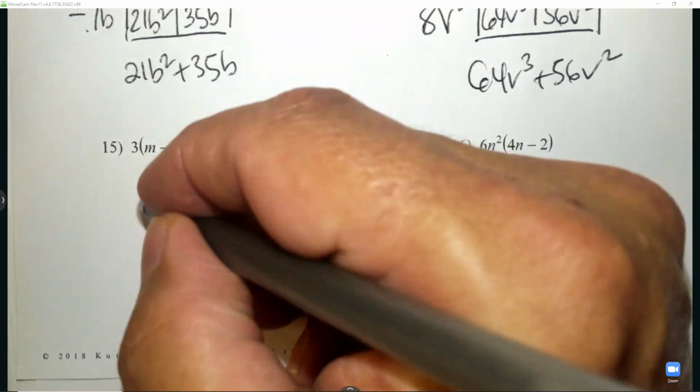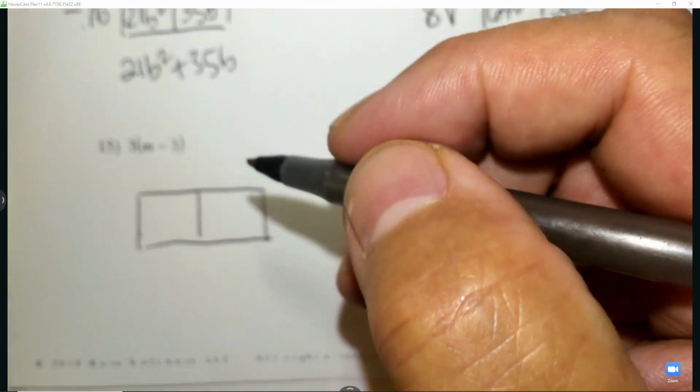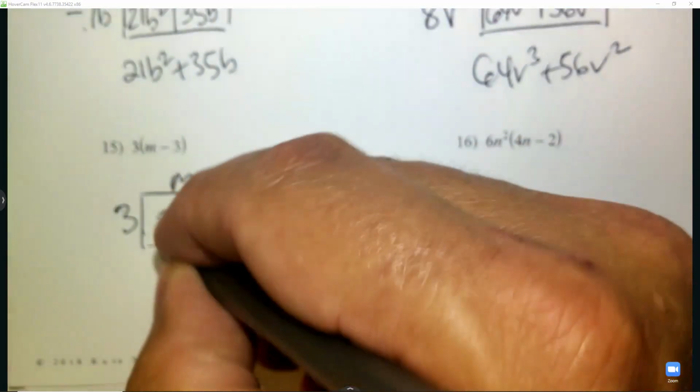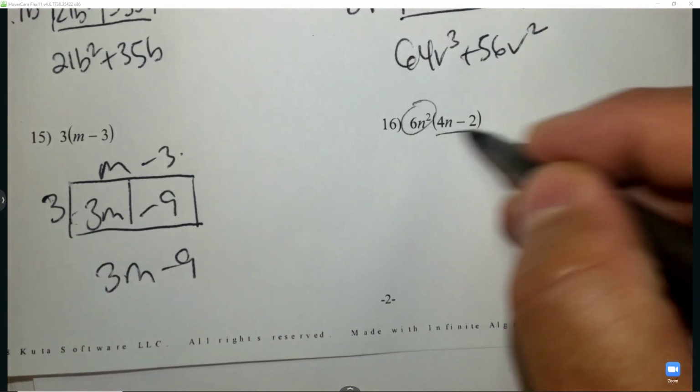Again, the expectation is that you are doing this first. You press pause, you try it, and this is to see if you did it right and to get help if you need it. So again, 3 times m, 3 times negative 3. So the answer is 3m take away 9. All right, one more like this. This is called a monomial times a binomial.